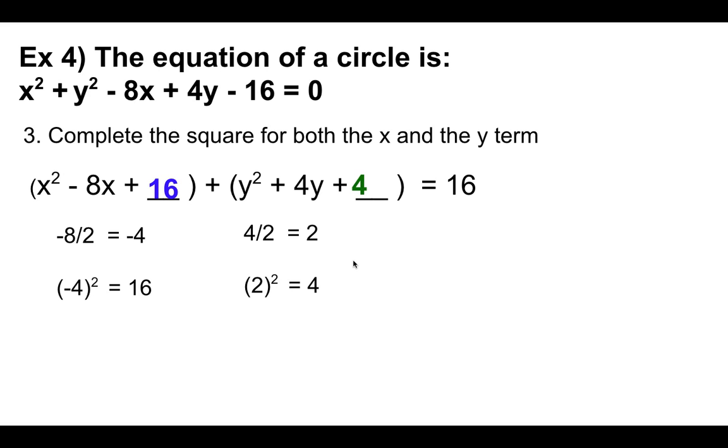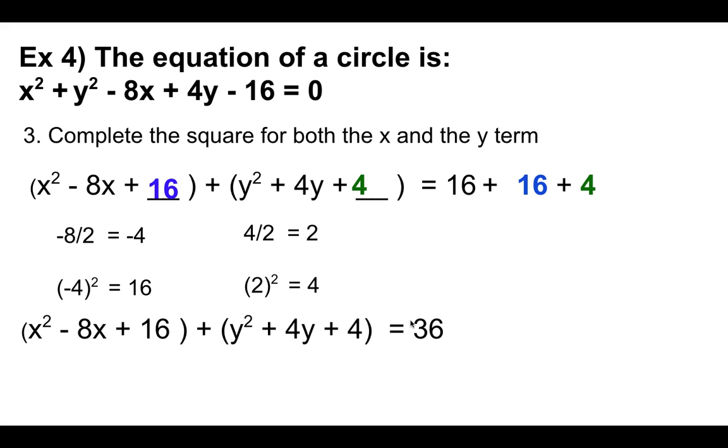Now remember, this is an equation, meaning both the left and the right-hand side are equal to one another. So I just added 16 and added 4 to the left-hand side. I need to keep both sides of my equation equal, so I'm going to go into the right-hand side, add 16 and add 4. Okay, so now my equation looks like x squared minus 8x plus 16, the quantity of that, plus the quantity of y squared plus 4y plus 4 is equal to 36.